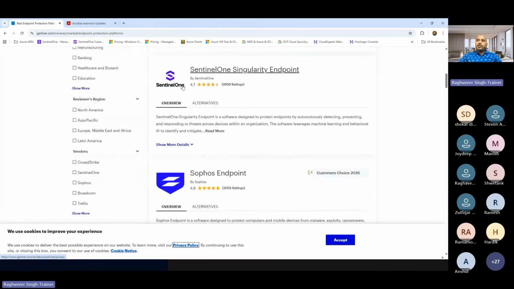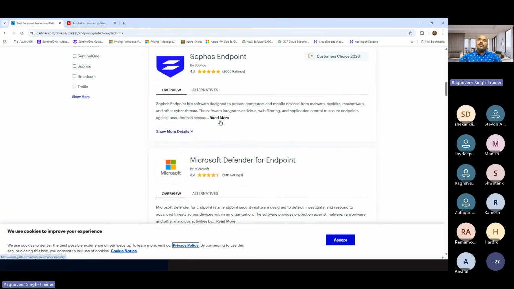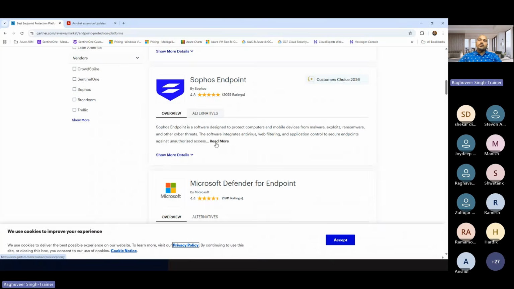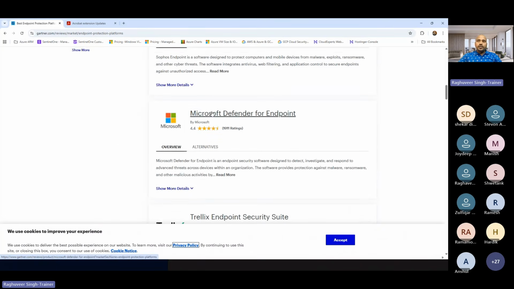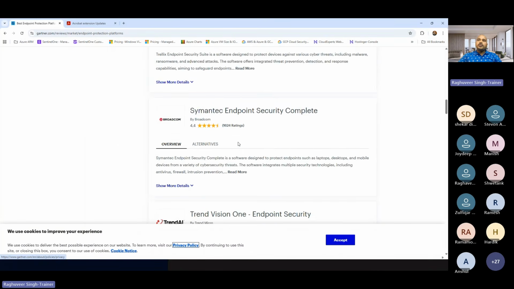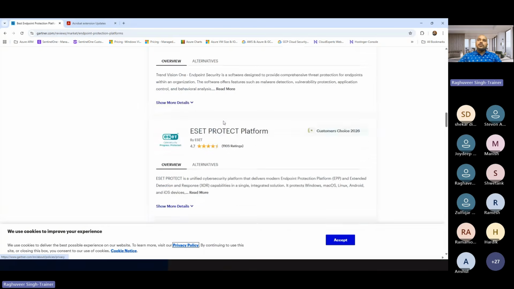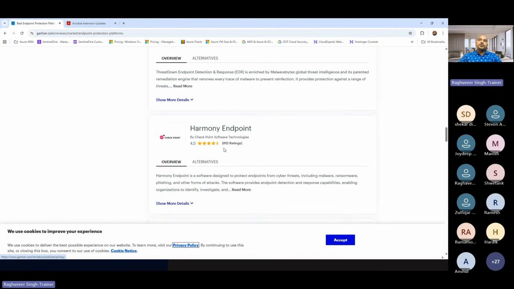Okay, so that's SentinelOne. And then you have additional solutions. For example, Sophos is here, Microsoft Defender for Endpoint is here, Trellix is here, Symantec is here, Trend Vision is here. Then there are multiple solutions you can see.